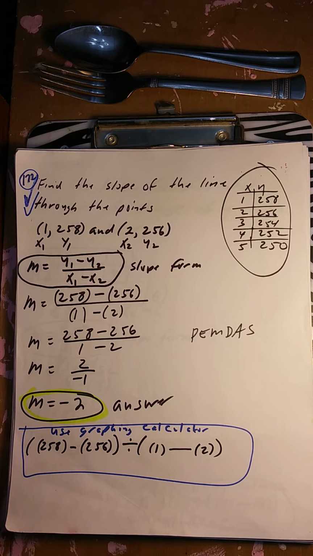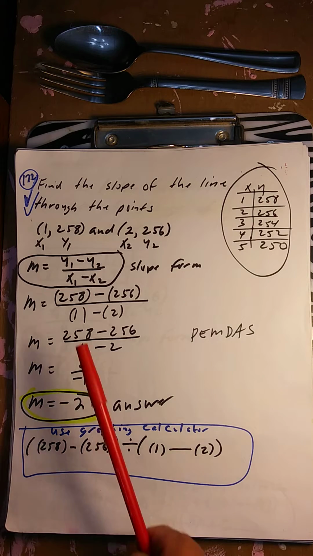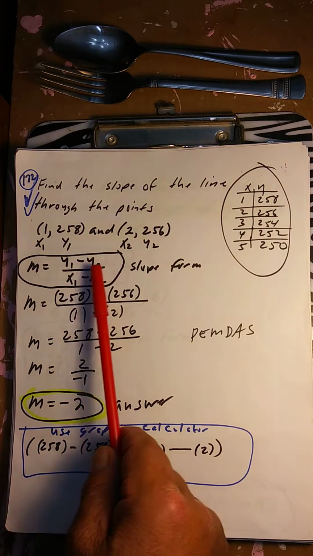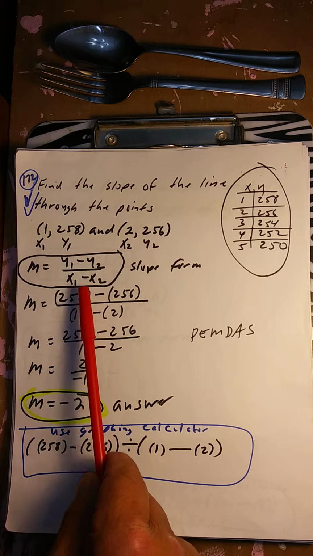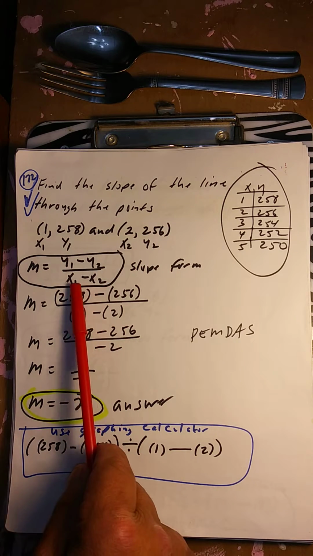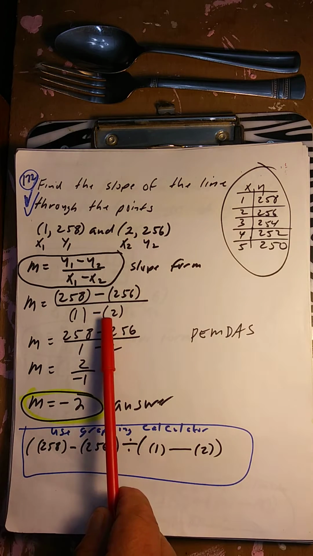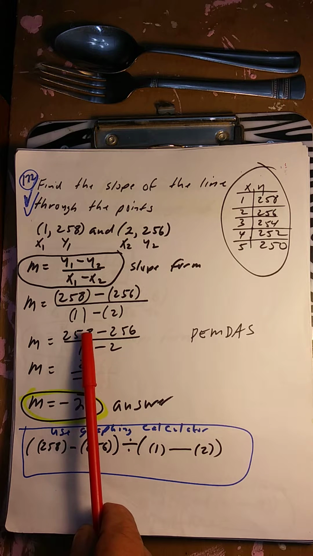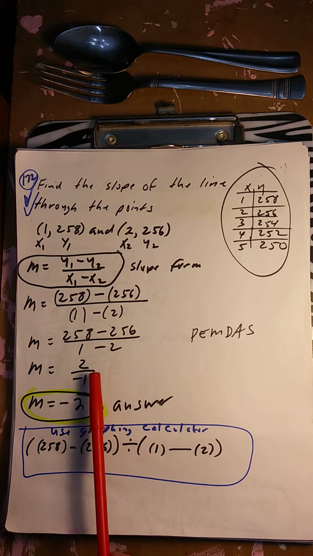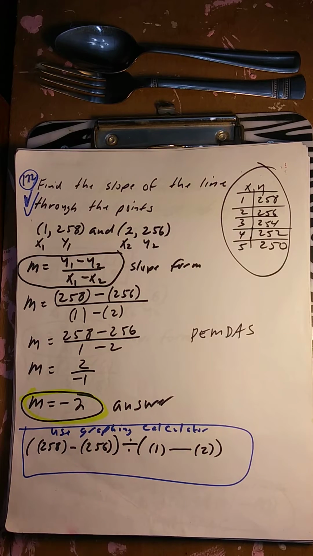All right. Find the slope of the line through the points again. There are the points, x1, y1, x2, y2. Put them in the formula. y1 minus y2 is going to be 258 minus 256, and 1 minus 2 in the denominator. So 258 minus 256 is 2, divided by negative 1, which gives you a negative 2 slope.